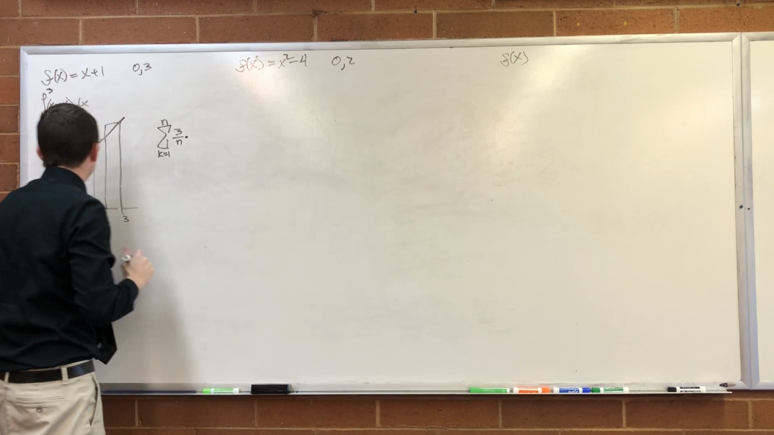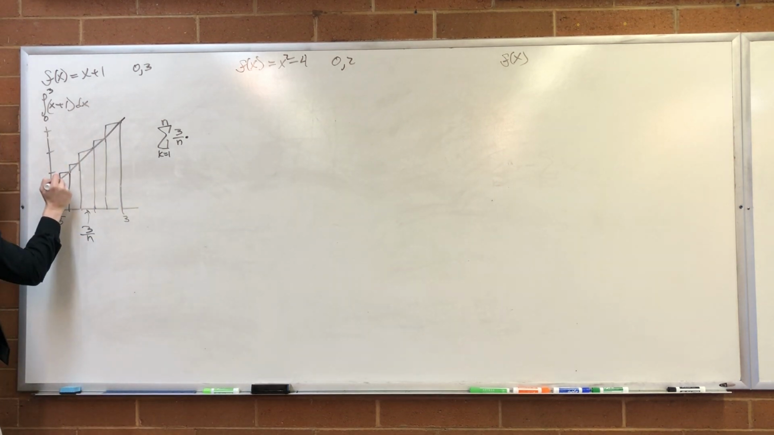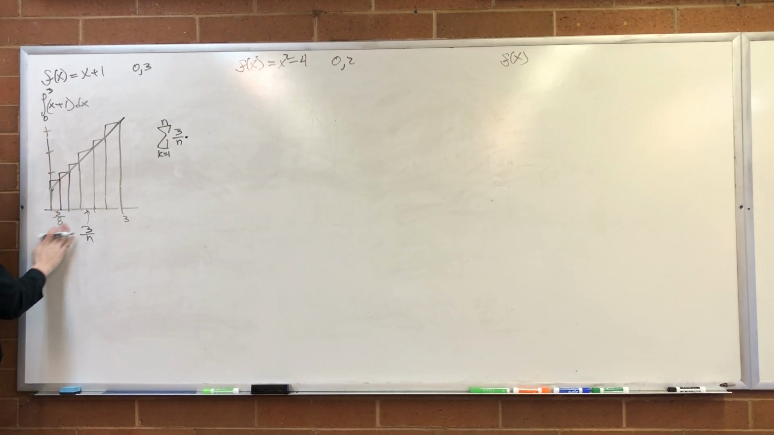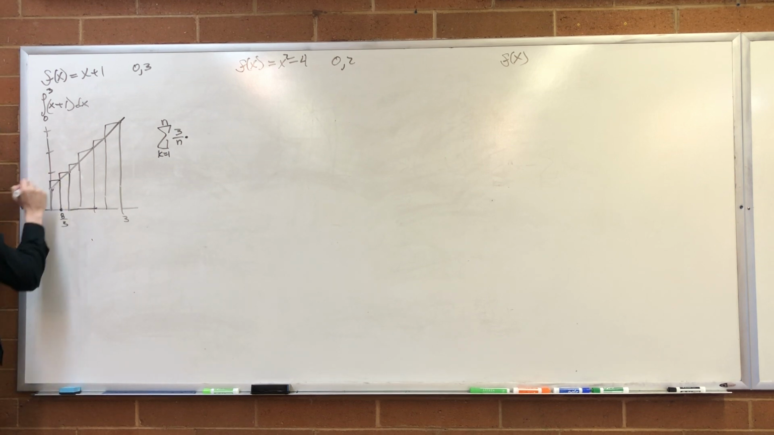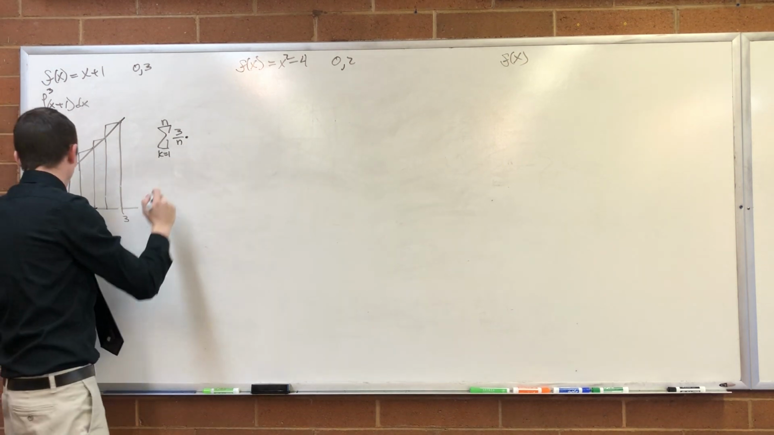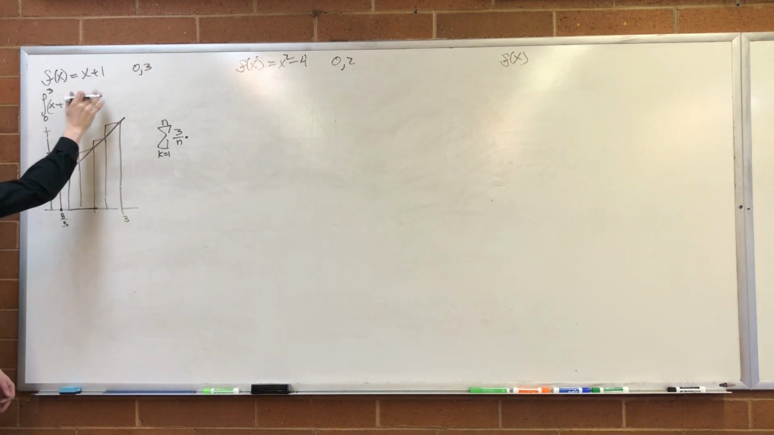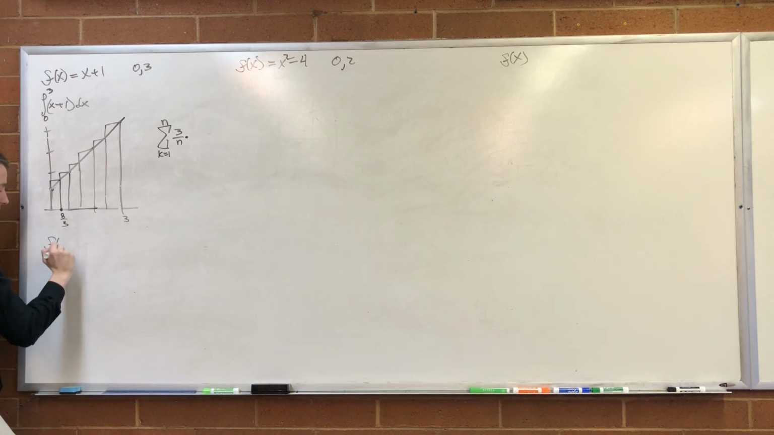What's the height of the rectangle? It's the height at the right-hand point, right? So pretend for a second that this point right here is 8/3. How high is this point? What's the height of this? 1 plus 8/3, you're right, but I'm going to just call it f of 8/3 for now, right?